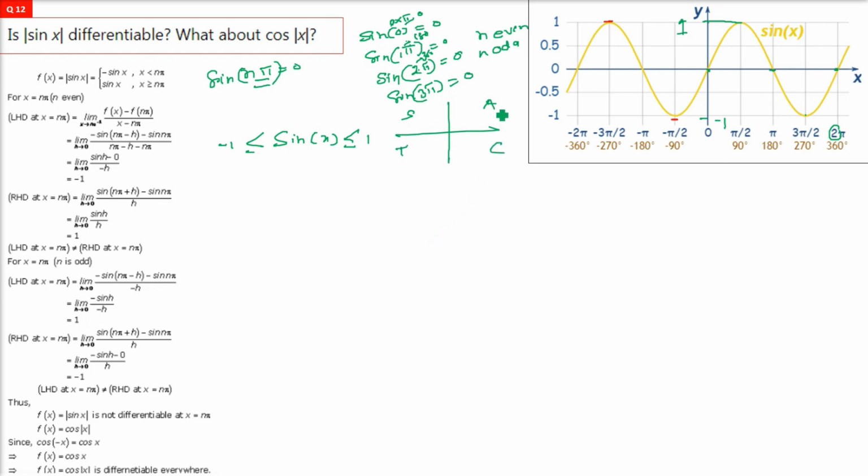And this is where I need to show the quadrants, where the trigonometric functions are positive or negative. In the first quadrant all are positive, in the second quadrant only sine is positive, in the third quadrant only tan is positive, and in the fourth quadrant only cos is positive. When you go round and round, one round is 2 pi.